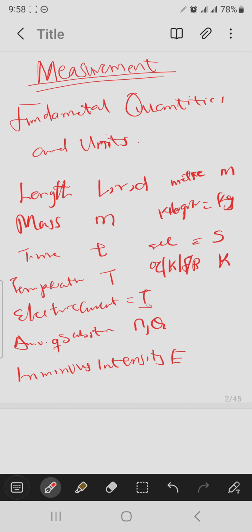And for I, current is going to be in ampere, A. And the amount of substance is going to be in mole. In chemistry, we have number of moles equals mass over molar mass, and number of moles equals number of particles over Avogadro's constant. And luminous intensity, which is E, we call it candela, which is equal to what? cd. That's the unit. All these ones, they are not compromised.